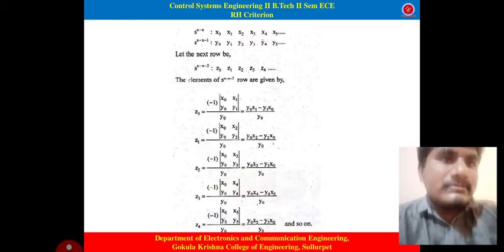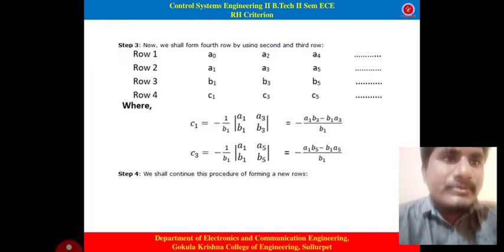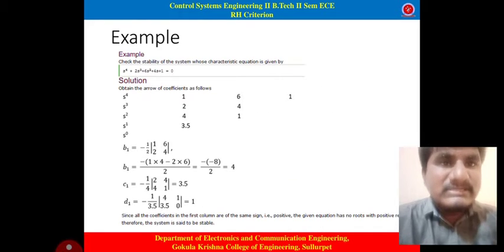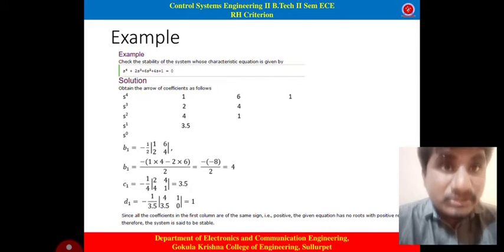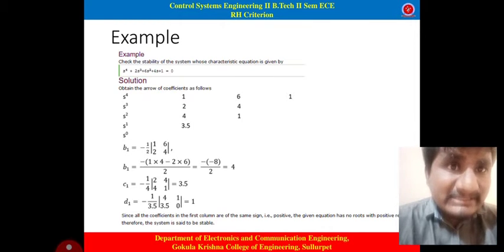Similarly, the remaining are calculated. This is how we calculate. We will take an example for better understanding. Yeah, this is something like a revision. Let's see this example. The characteristic equation is s^4 plus 2s^3 plus 6s^2 plus 4s plus 1 equal to 0. So the highest order is 4. So for s^4 and s^3, these rows will be written directly from the characteristic equation.